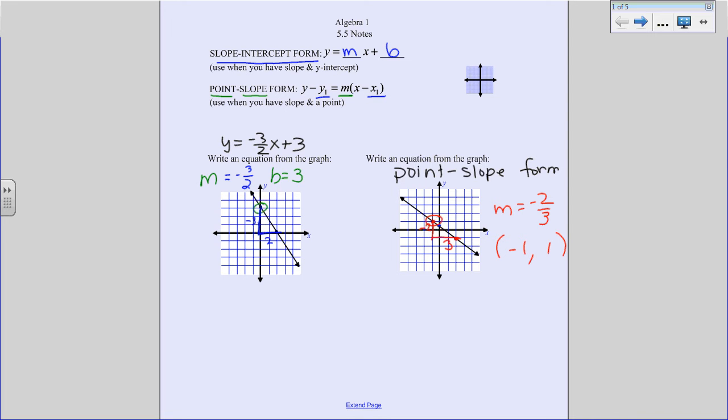So let's take a look at what it looks like when we use point-slope form. We're going to start with y minus. We have to plug in the y coordinate. What's the y coordinate of that ordered pair? 1. Then what comes after the y1? Equals. What comes after the equal sign? The m, the negative 2/3. Good job.